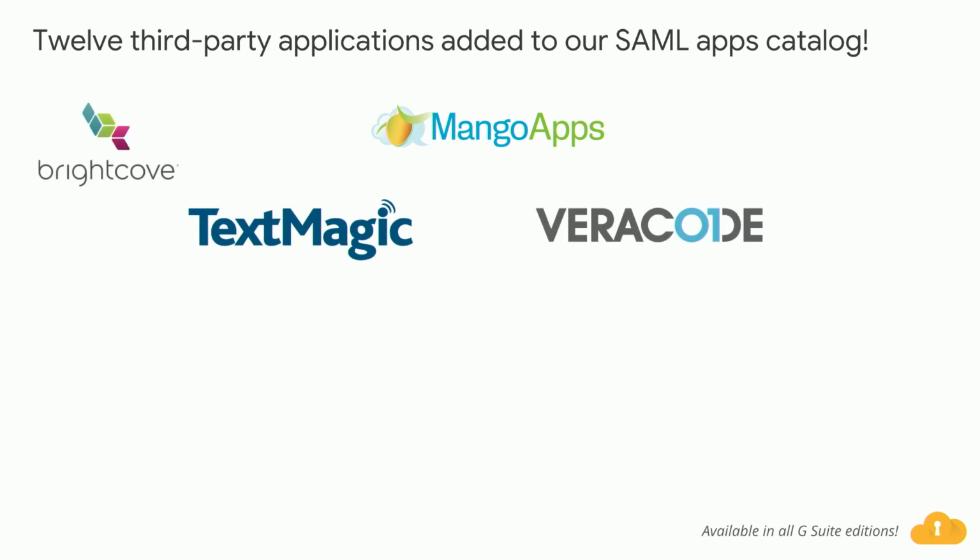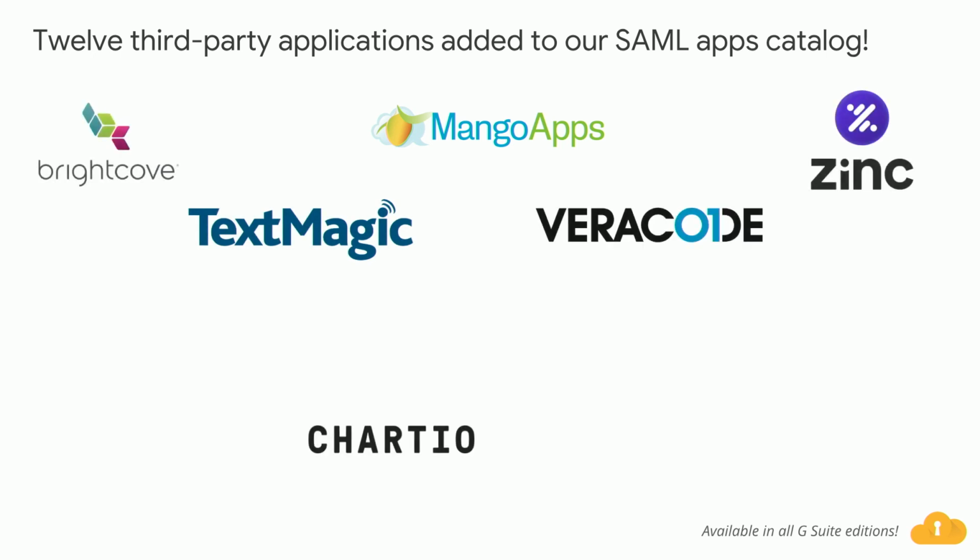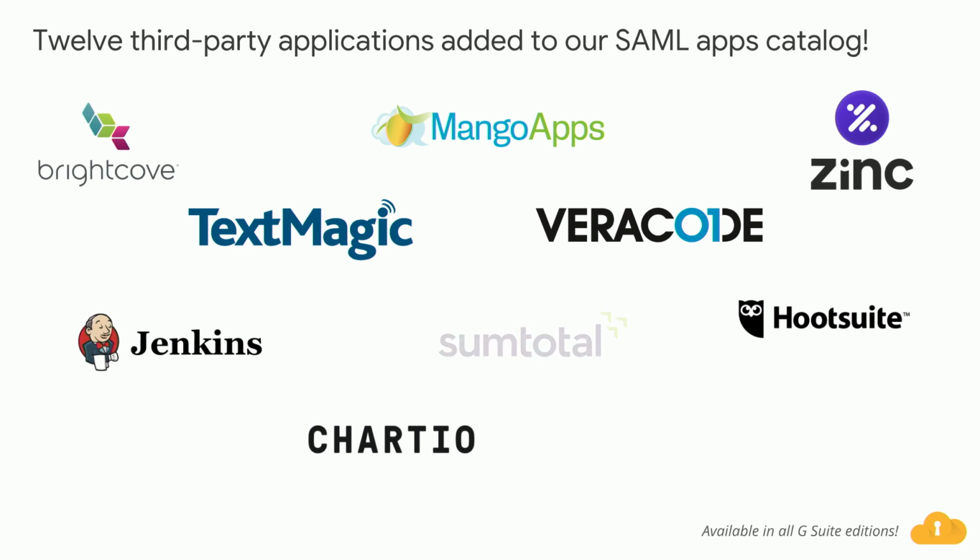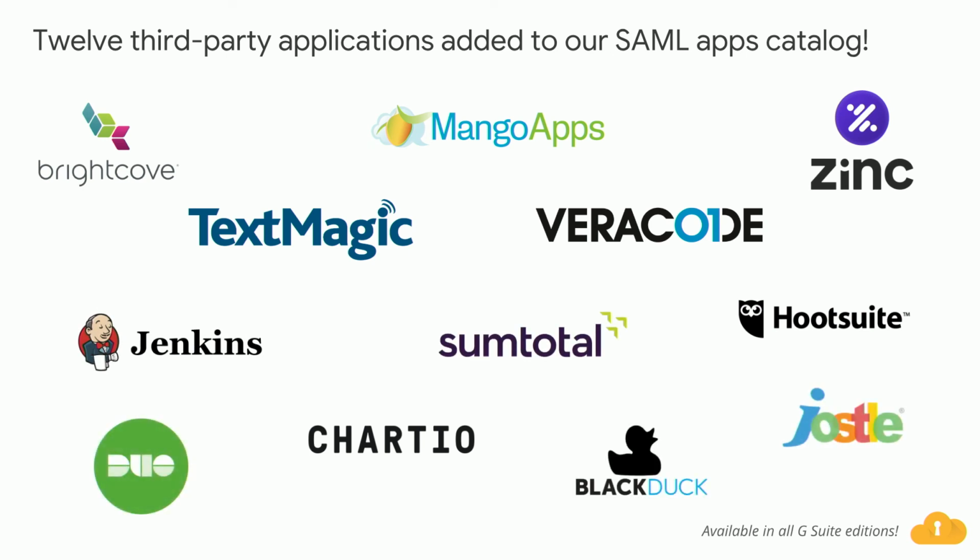Your users can sign in just one time to access all of their enterprise cloud applications with single sign-on, or SSO. For the month of May, we're adding an additional 12 applications with pre-integrated SSO support to our third-party apps catalog, including Brightcove, Hootsuite, Mango Apps, and Text Magic, just to name a few. You can find our full list of pre-integrated applications and instructions for installing them in the Help Center.